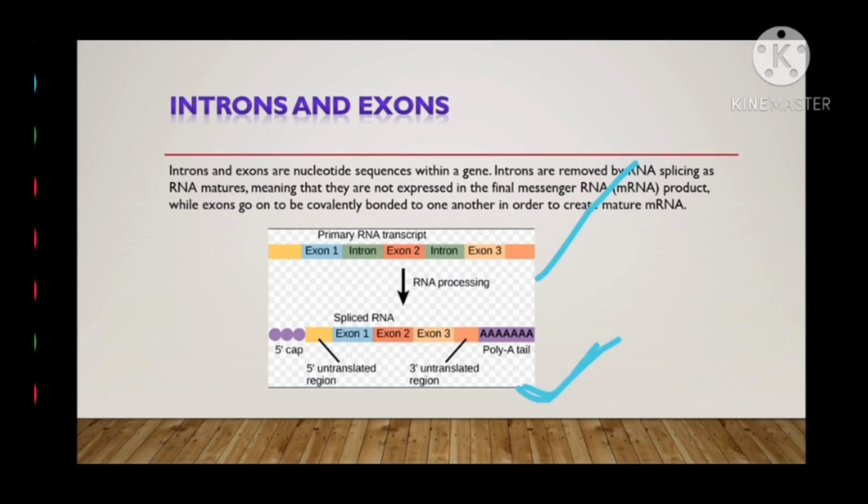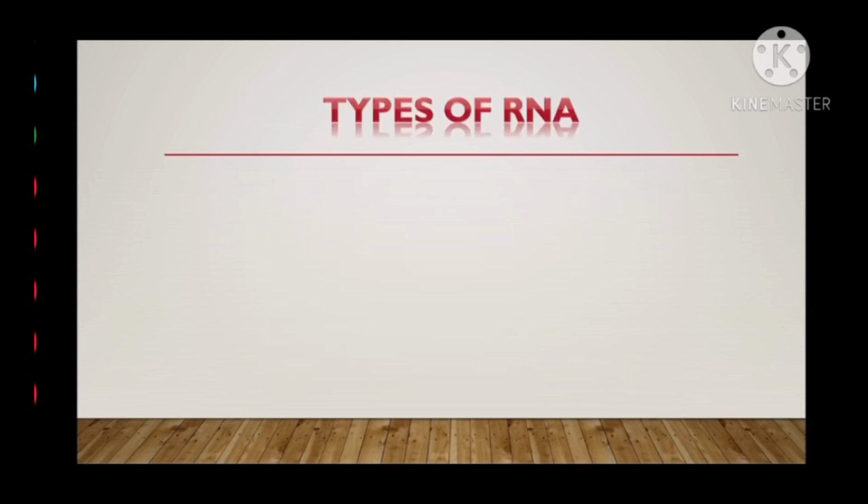So this is about the exon and the introns. Now children, let us talk about the types of RNA.